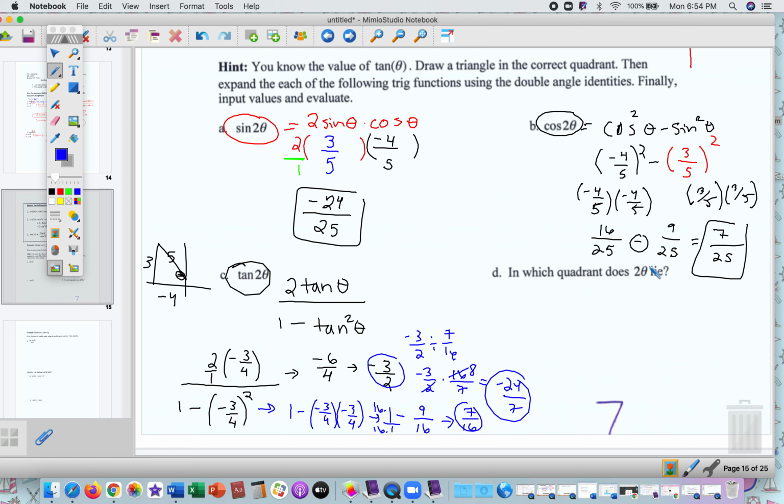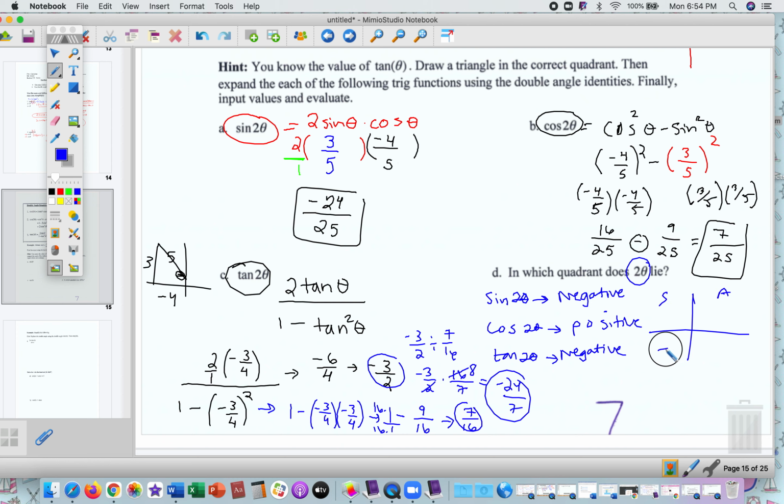When it says what quadrant does 2 theta lie, we have to look at A, B, and C. So A says sine of 2 theta is going to be a negative number, right? Negative 24 over 25. So sine 2 theta is negative. Cos of 2 theta is positive, right? Positive 7 over 25. And tangent is also negative. So we're going to come over here. We're going to say all students take calc.